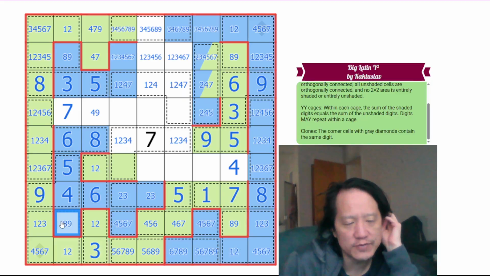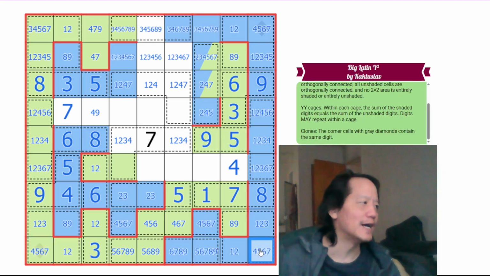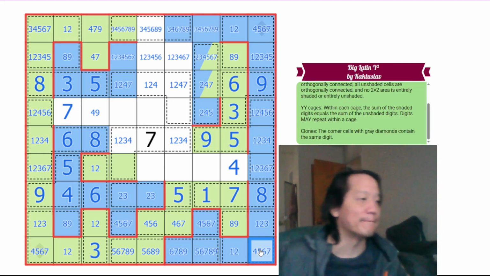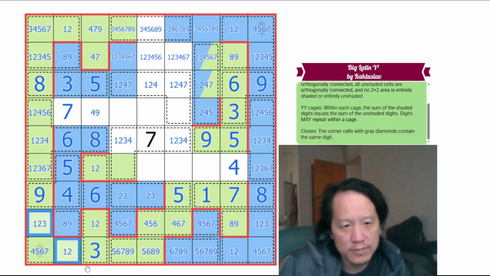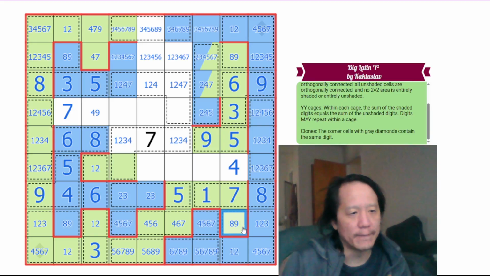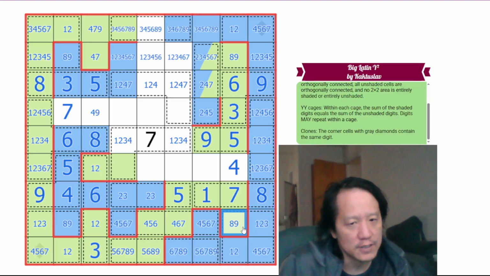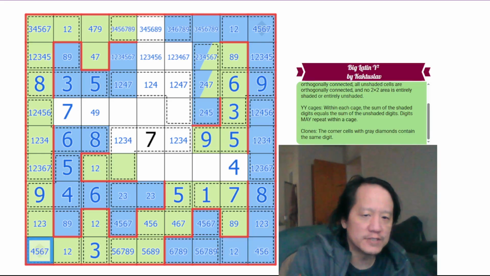So these add up to 17, we know. 3 and 1 at minimum is 4, plus 3 is 7. So these two digits must add up to at most 10, because these are at least 7. And these two digits add up to 17. So 17 minus 7 is 10. So you can never have a 7 here.